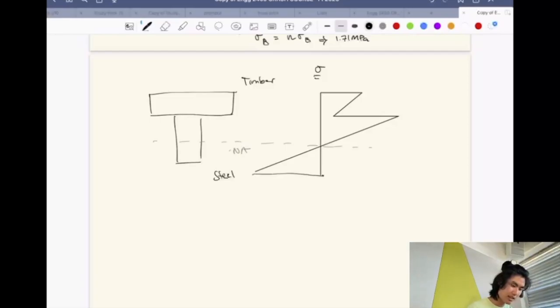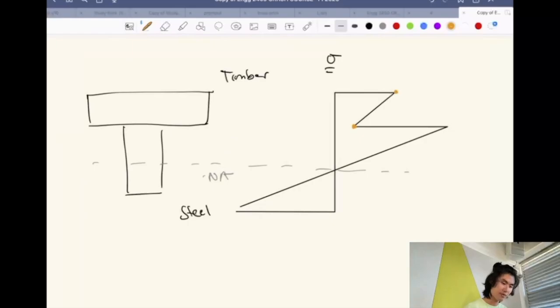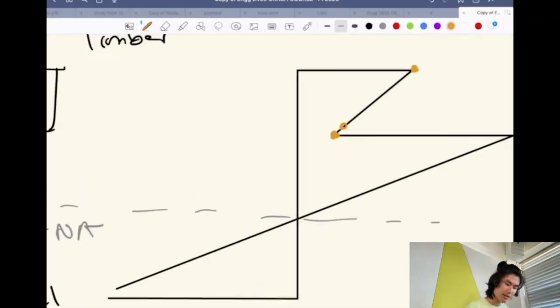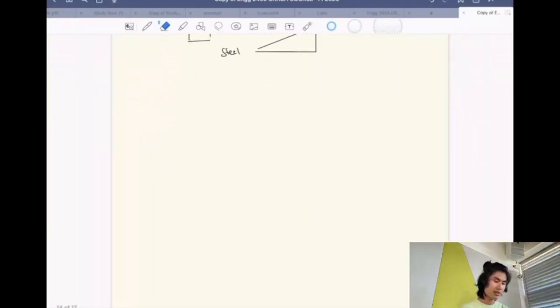And that is actually what happens in a real world scenario, because at the transition point, the stress before and after is going to be vastly different. That's because the steel can take way more stress than the timber can. And that's why you need to change the stress by the modular ratio. So that's just a quick example.